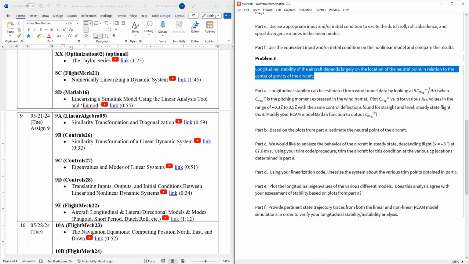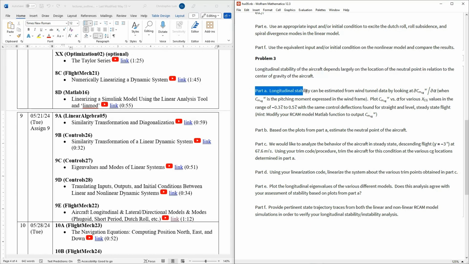So what this problem is about is, let's do the analysis to see where this rule of thumb comes from. How does this show up in the actual dynamic equations? To do that, the first part is, again, a little bit of a rule of thumb. We're almost conducting a virtual wind tunnel test. A lot of times people will ask you to plot the pitching moment about the center of gravity as a function of alpha.